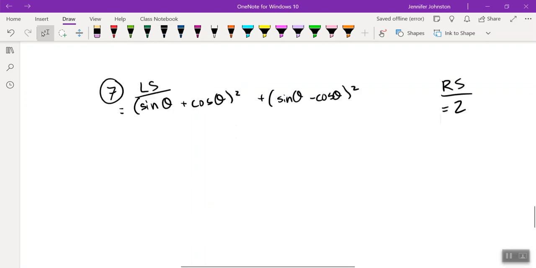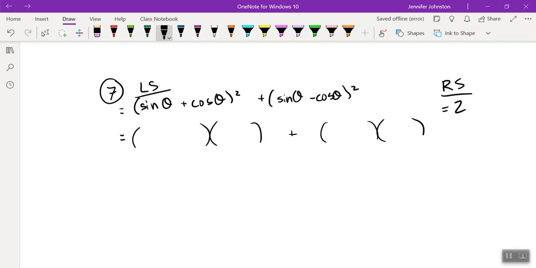All right, this is going to be the last one on this video, and then I'll make a video for the rest. Okay, so here we saw something like this in class yesterday as well. If we have something squared, that means we have to FOIL it, right? We have to write it out twice. Same with this one, we have to write it out twice. So this would be sine theta plus cos theta times sine theta plus cos theta plus sine theta minus cos theta, and then sine theta minus cos theta, right?